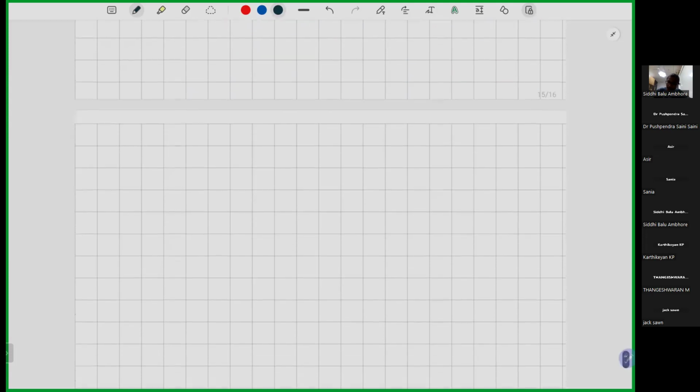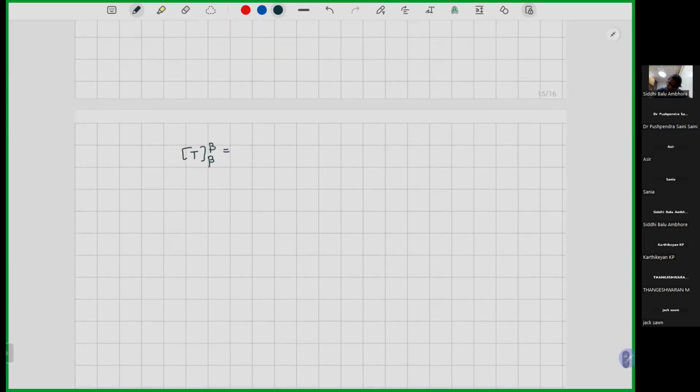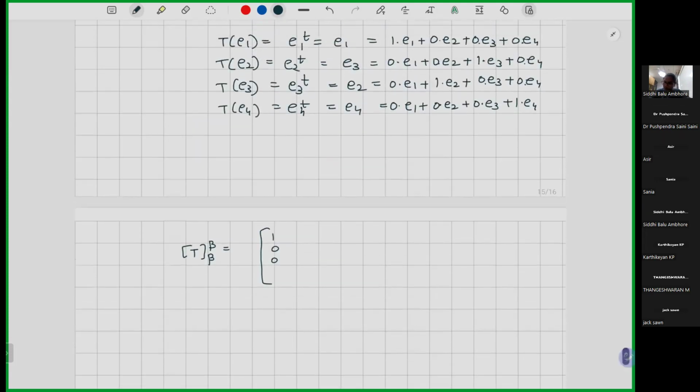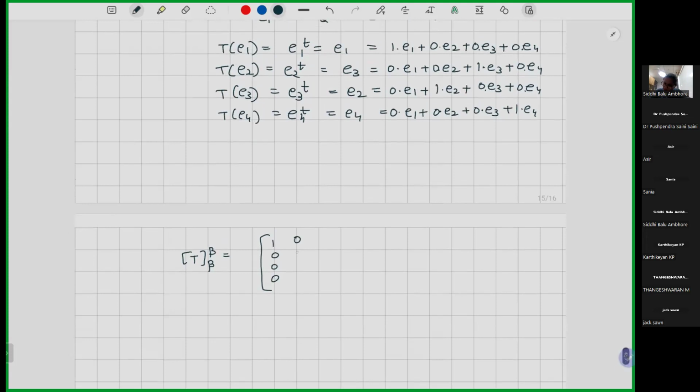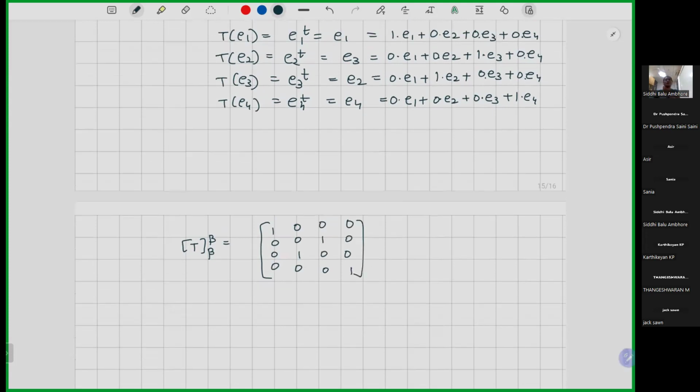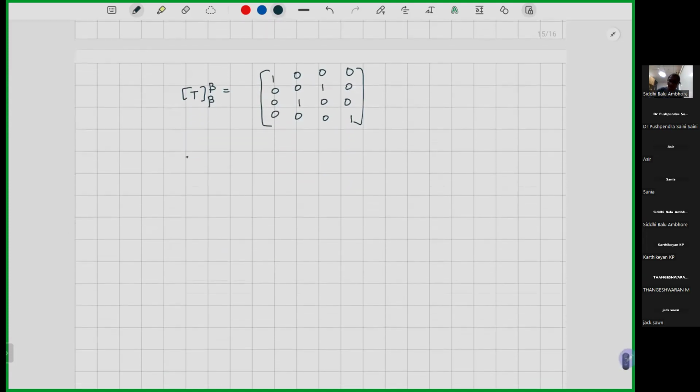So how does T beta beta look? It is 1 0 0 0, 0 0 1 0, 0 1 0 0 and 0 0 0 1. Is it okay? So this is the linear transformation matrix. Then what would T star beta beta be? It is just T beta beta dagger, and it is again a real matrix, so I just take the transpose. And what is the transpose of this matrix? It is the matrix itself, right?